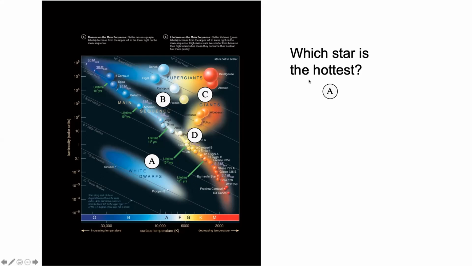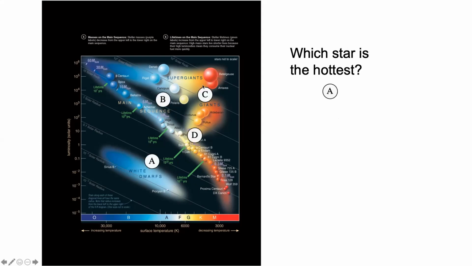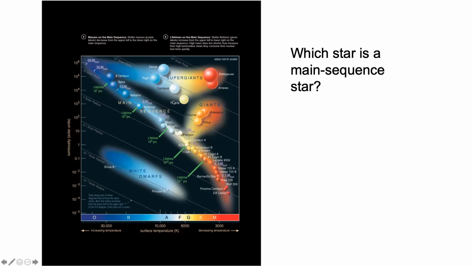The correct answer for which is most luminous is C. All right, C is the most luminous. C was somewhere around here because C is the highest up on the diagram, right? It is the farthest up on the y-axis where we are measuring luminosity. All right, the next question is, which is a main sequence star? A, B, C, or D?